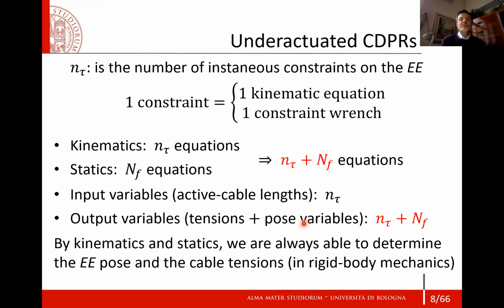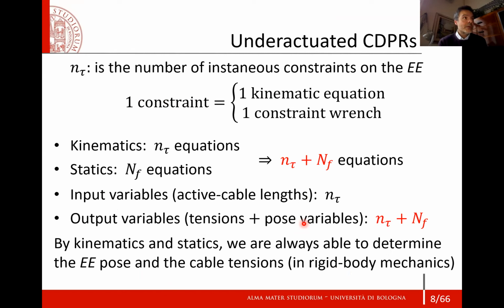Now, as I mentioned, an active cable is a cable that is towed, and a towed cable establishes one kinematic equation and one constraint range on the platform. So the constraint that is provided by the cable works in these two directions, both in kinematics and in mechanical equilibrium. How many kinematic loop closure equations may we write? Clearly, one for each active cable, so N-tow.